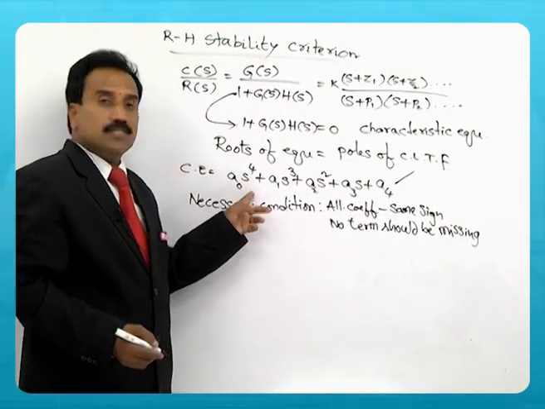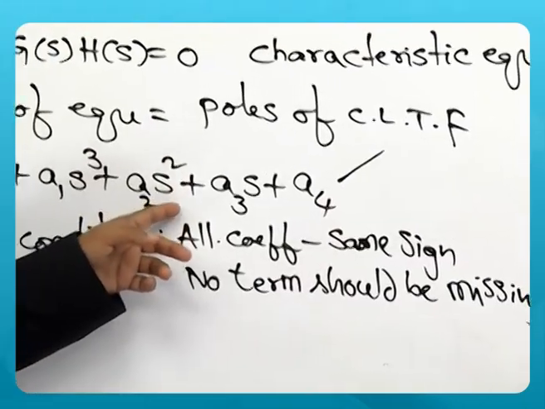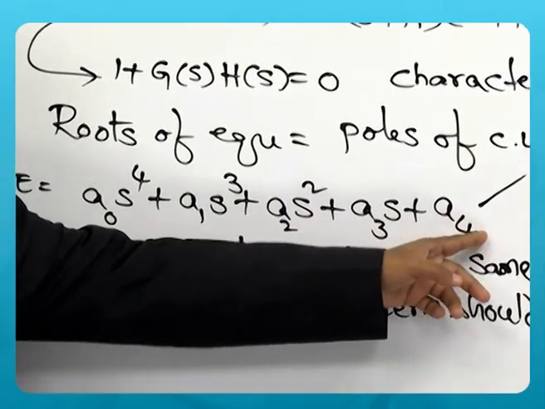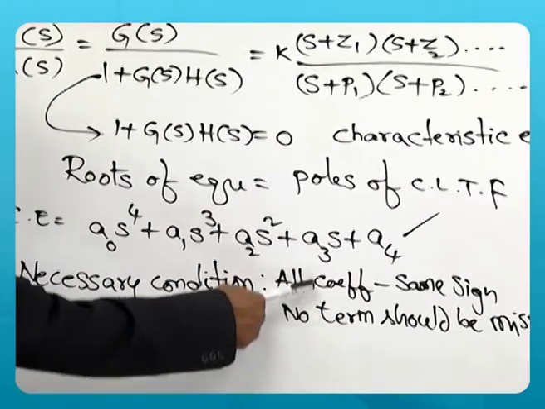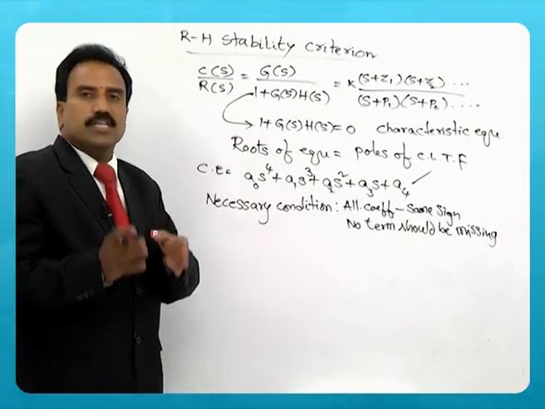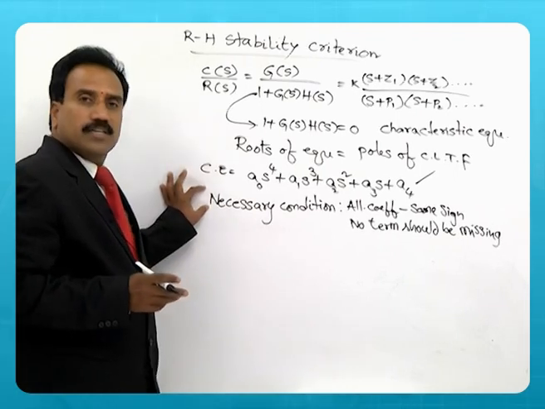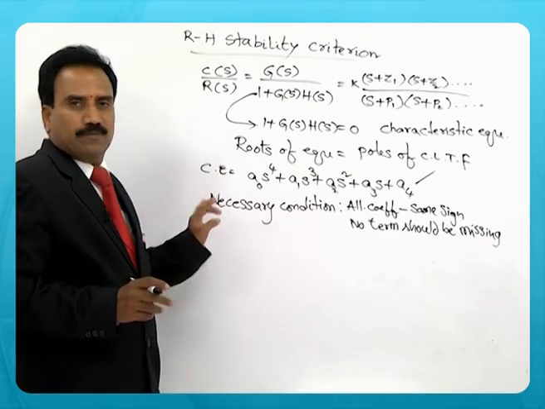If it is a fourth order system, you should have all s power 3, s power 2, s power 1 and s power 0. So there should not be any term missing, and all coefficients must have same sign is the necessary condition for the system to be stable.